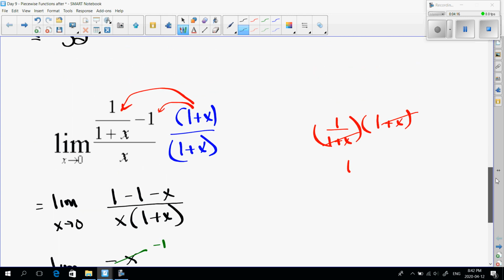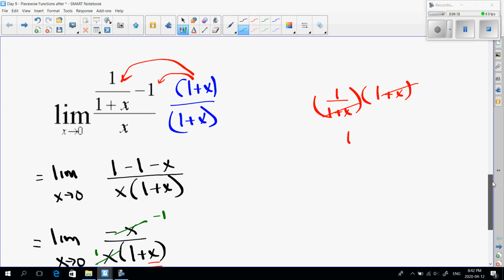So there's an example of where multiplying by a common denominator will get rid of your complex fraction. And it also gets rid of my indeterminate form.